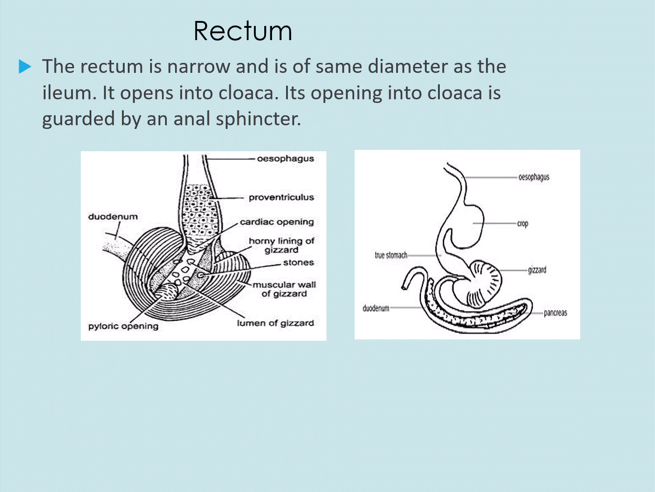The rectum is narrow and is of the same diameter as the ileum, and it opens into the cloaca. Its opening into the cloaca is guarded by an anal sphincter. You can see here the esophagus leading into the crop, and then into the gizzard, and then the duodenum, the pancreas, and this is the duodenum.